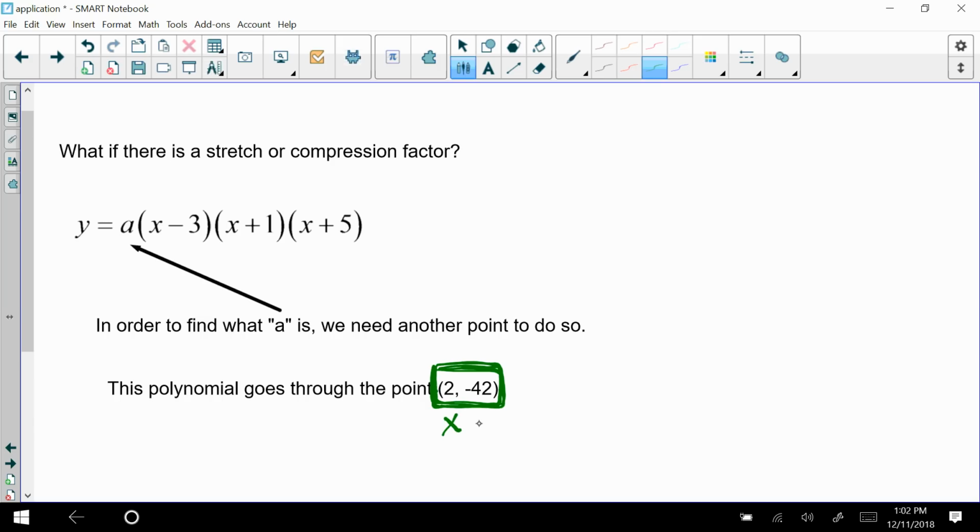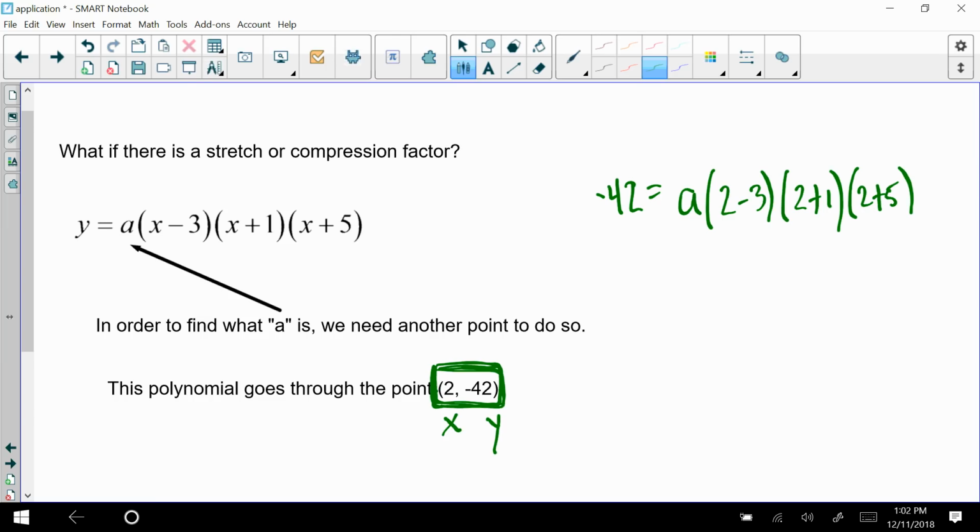Remember, 2 is an x value and -42 is a y value. So what I'm going to do is plug in -42 for y. Here is the a that I'm solving for. And then every time I see an x, I'm going to plug in 2. Now, depending upon how many factors you have, you might be plugging in 2 a lot. So once I've done that, I need to solve for a.